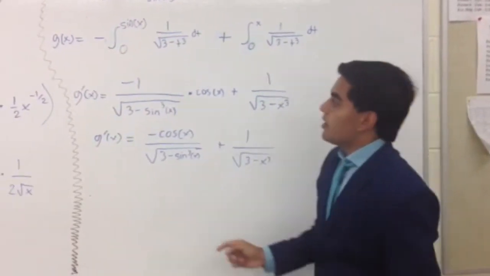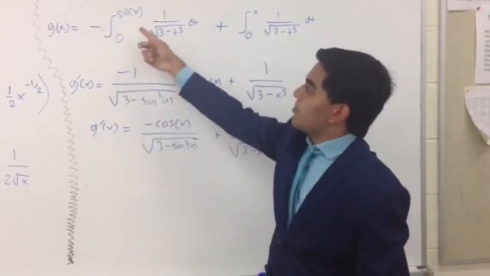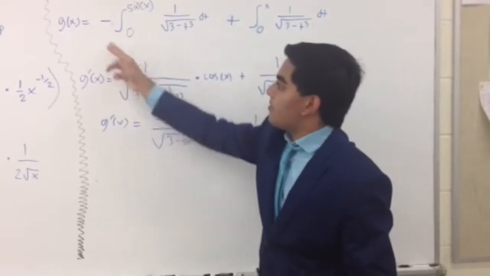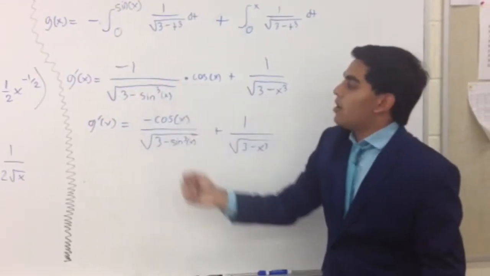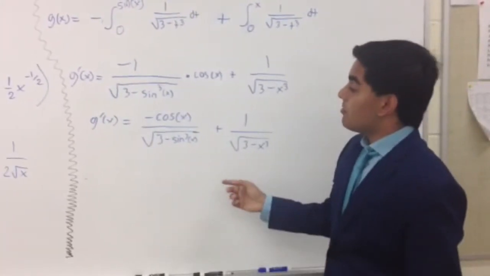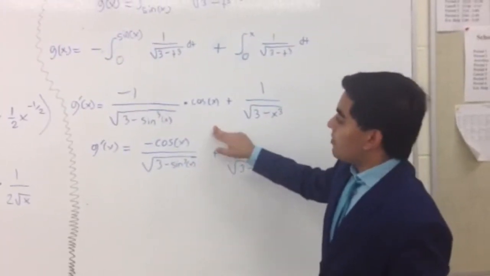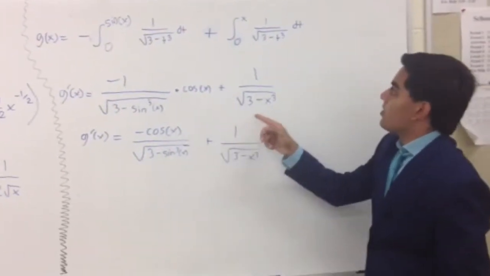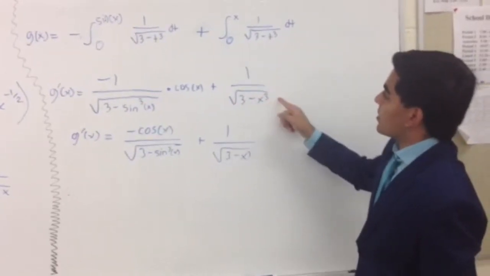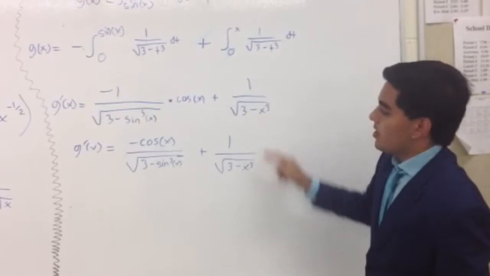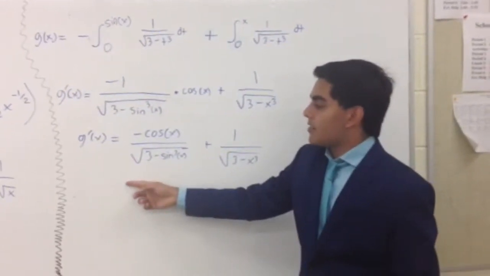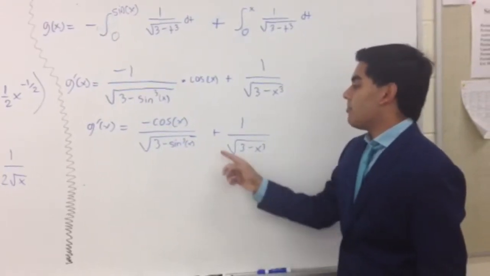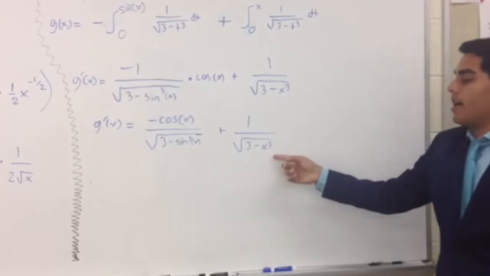When you take the derivative, as we did in the other problems, you're simply plugging in the sine x for t. So here we get negative 1 over the square root of 3 minus sine cubed of x. But don't forget your chain rule: the derivative of sine x is cos x, so you multiply by cos x. Plus 1 over the square root of 3 minus x cubed, where you simply plug in x. When you simplify it all out, you get g prime of x equals negative cosine x over the square root of 3 minus sine cubed x, plus 1 over the square root of 3 minus x cubed.